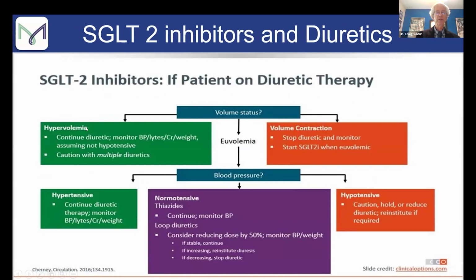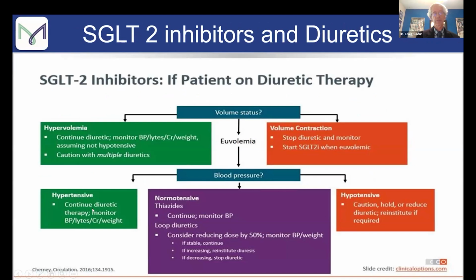If they're hypervolemic, then you want to continue the diuretic, but monitor them closely. If their volume is contracted, you want to stop the diuretic, replete their volume, and then start the SGLT2 inhibitor when they're euvolemic. If they're already euvolemic, you look at the blood pressure.